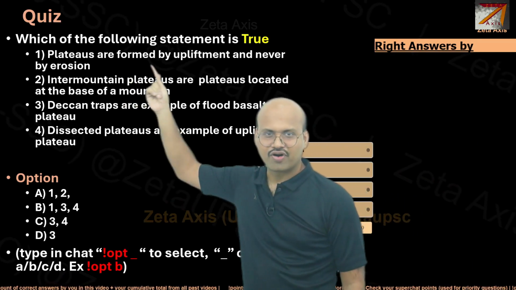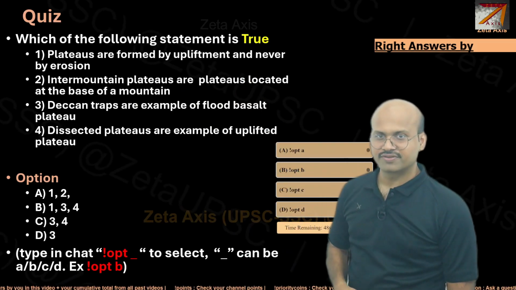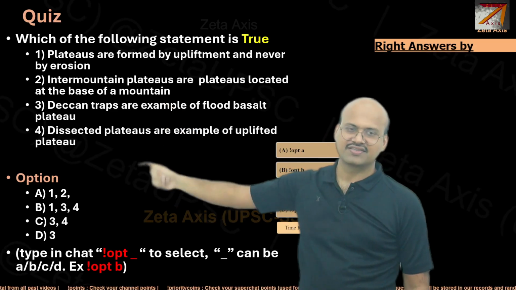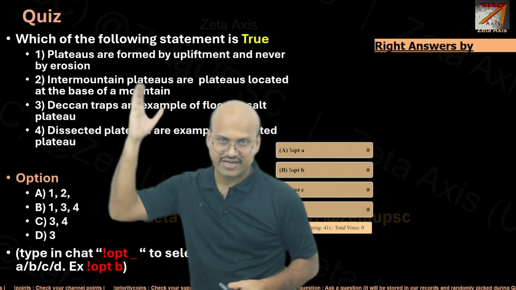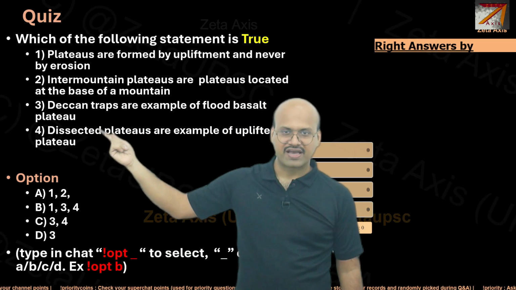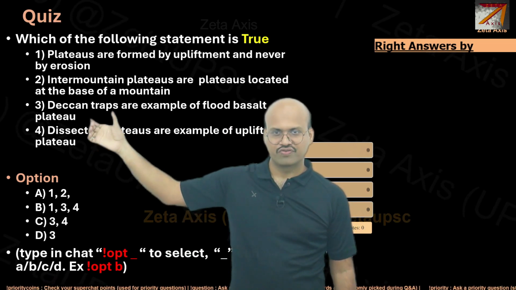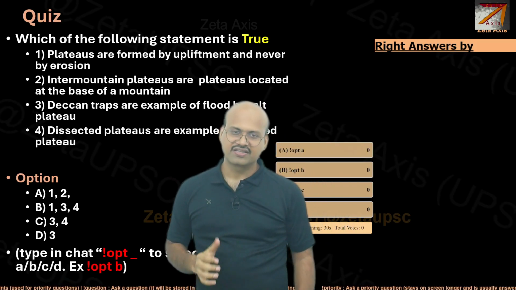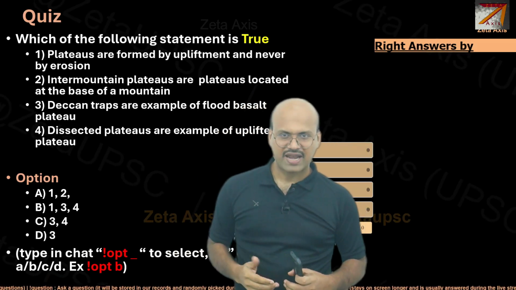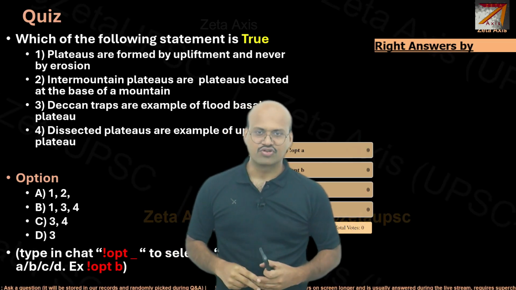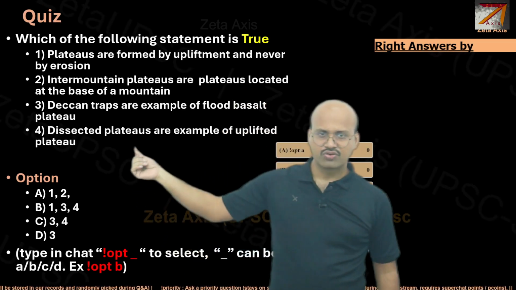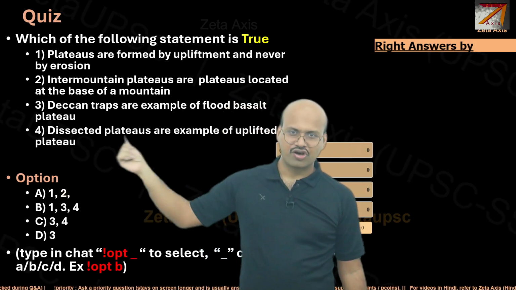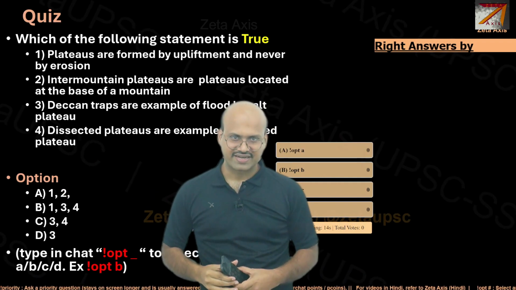The first is: plateaus are formed by upliftment and never by erosion. Intermountain plateaus are plateaus located at the base of a mountain. That is what the statement says. Deccan Traps are an example of flood basalt plateau. So we know Deccan Traps are different from the Deccan Plateau. Deccan Traps are the western part of the Deccan Plateau. The Deccan Plateau is basically the whole of our peninsular plateau. Dissected plateaus are an example of uplifted plateau. So whichever statement you feel is right, you can choose that option.